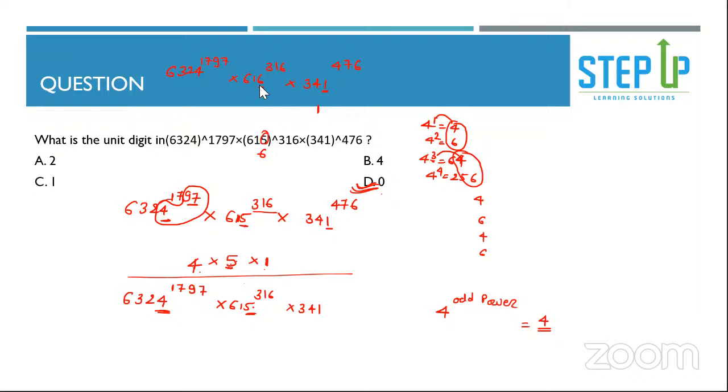Also, we know that 6 to the power any number is also 6, and 4 to an odd power is always 4. 4 into 6 is 24. So 4. Okay, so for this question the answer will be 4. For the previous question, the answer is 0. All right, I hope you understood, people.